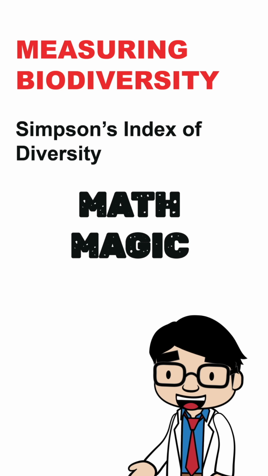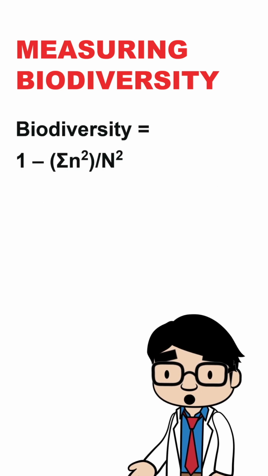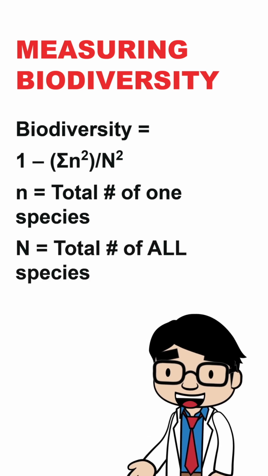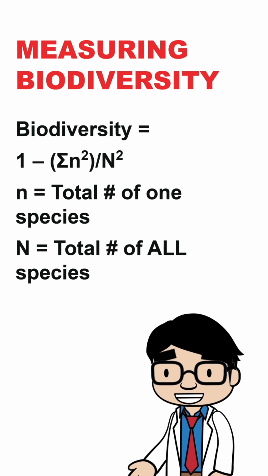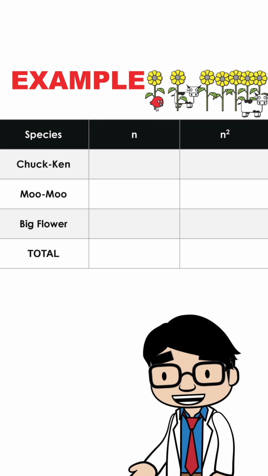Even so, we will use some math magic to make it a little bit simpler to use for most people. Let's go over the formula a little bit. Lowercase n is the total number of one species, while capital N means the total number of all species. To practice using this formula, we're going to calculate the biodiversity of this example. We'll use the table to aid our calculations.